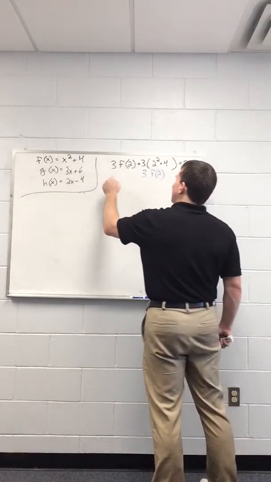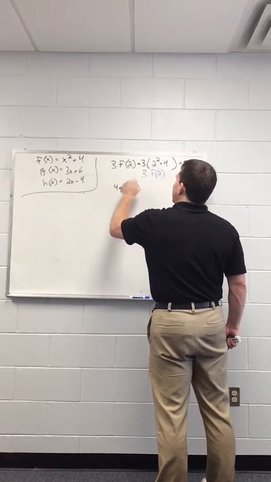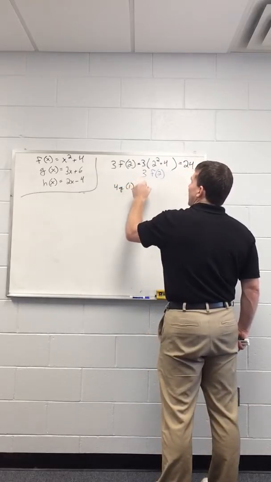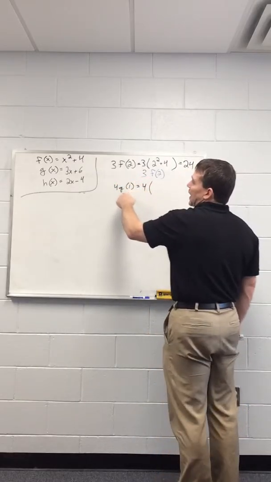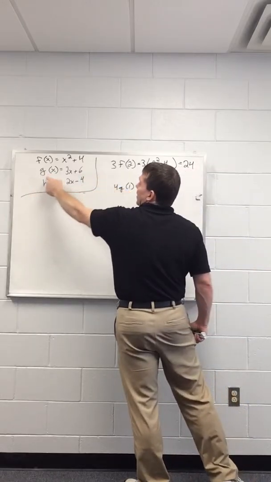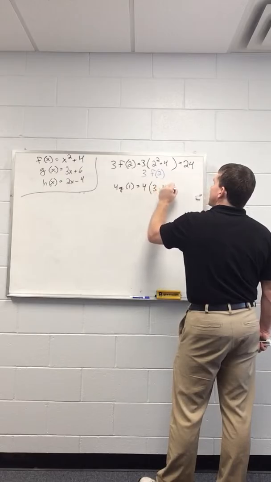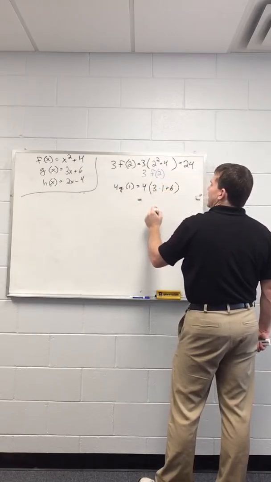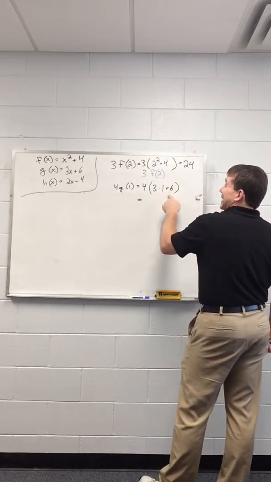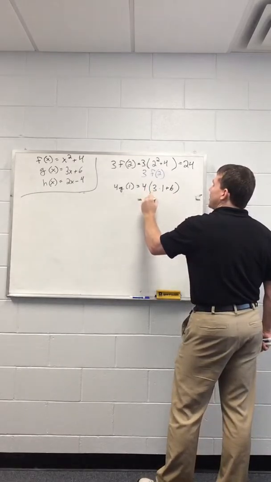So if I have 4g of 1, the 4 stays where it is, then I multiply by g of 1. Here, we take g, replace x with 1. 3 times 1 plus 6. Let's see, 3 times 1 is 3, 3 plus 6 is 9, 9 times 4 is 36.